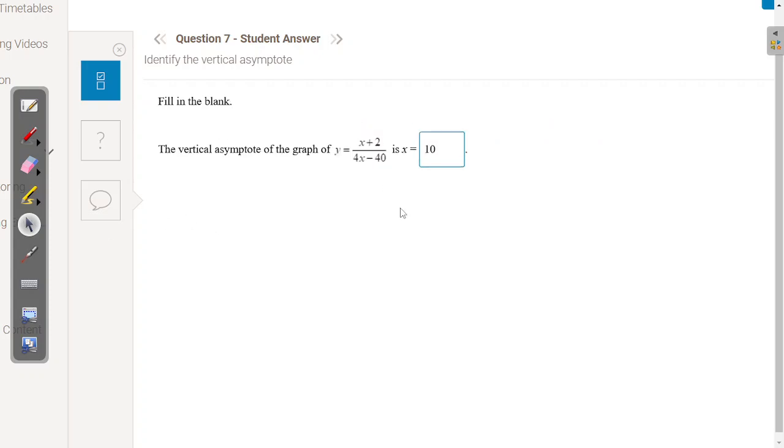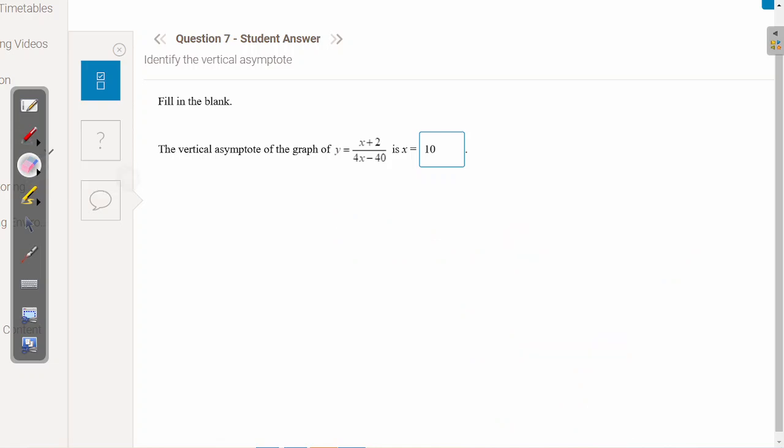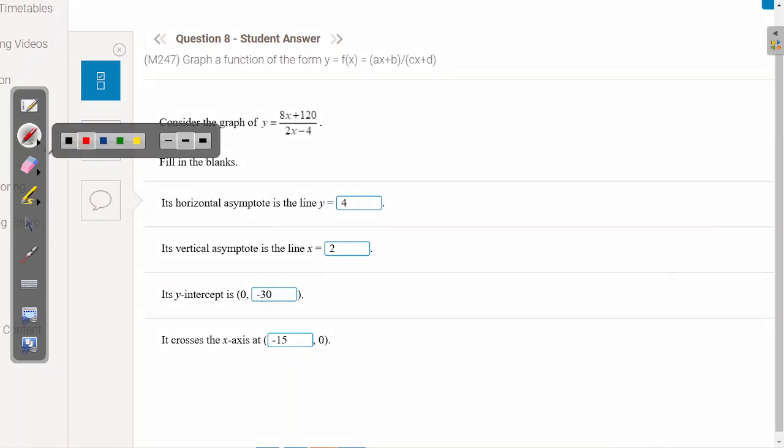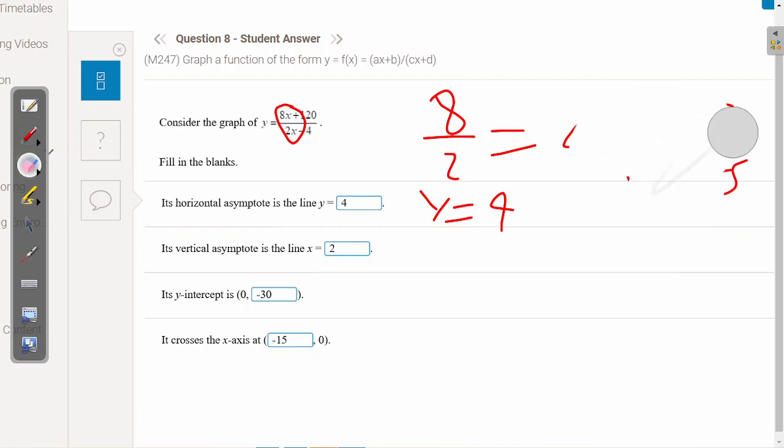Okay, so for vertical asymptote, it's what makes the denominator 0. So 4x minus 40 equals 0, 4x equals 40, x equals 10. And that's the answer. For horizontal asymptote, just look at the x coefficients. So 8 over 2 equals 4. So y equals 4. For example, if you had like 6x plus 3 over 2x plus 5, it would be 6 over 2. It will be y equals 3.